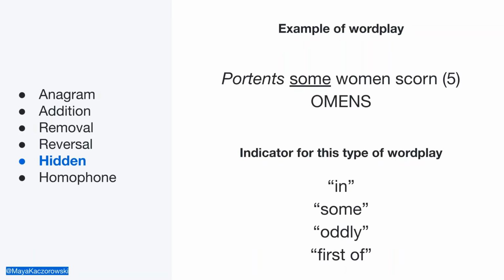So wordplay here for pretense, some, women scorn. Some tells us we can look for some hidden words. We look for a word meaning portents in some of the letters of women scorn and see omens, starting in women here and ending in the first letter of scorn. Hidden clues will be indicated with in. Again, that's a tough one because in can indicate so many different things. Holding, or if you're looking at a particular pattern, things like oddly, first of, regularly, etc.